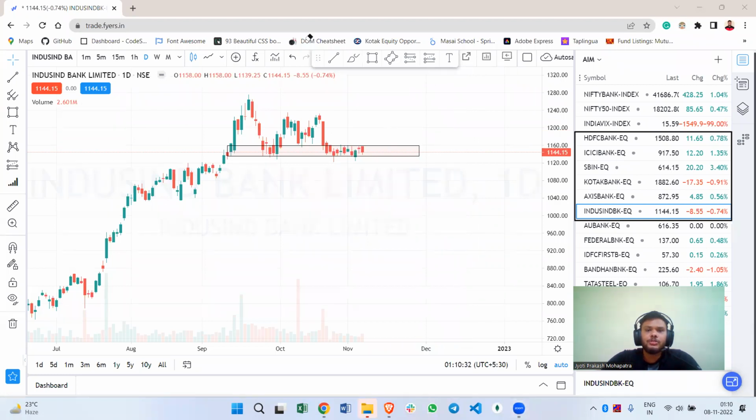But for now, if it closes below 1140 and shows any negative scenario there, then you can expect some selling pressure here, and your first target will be round level 1120. Second target you can set to round level 1100.